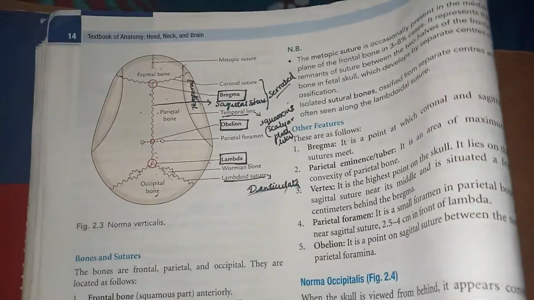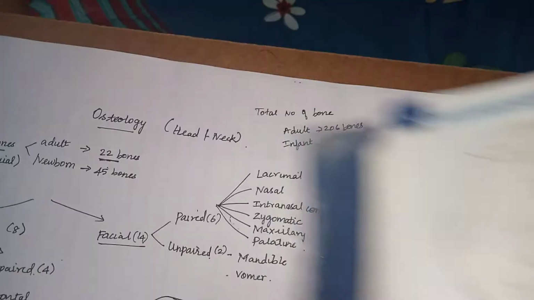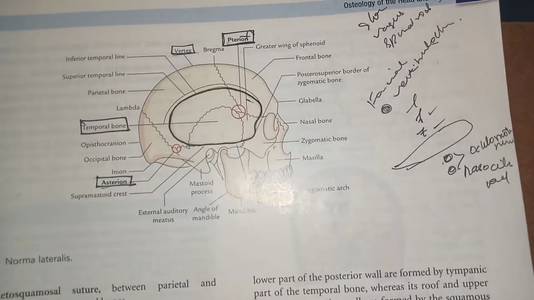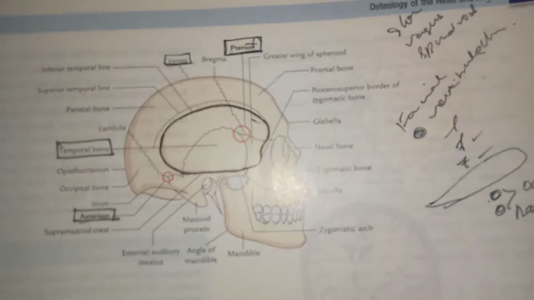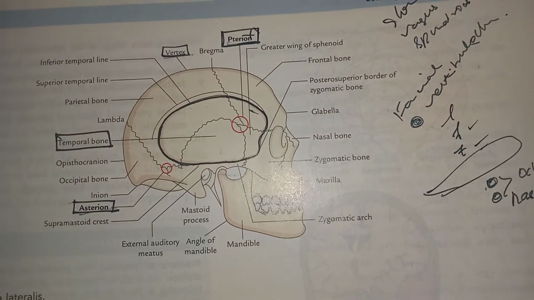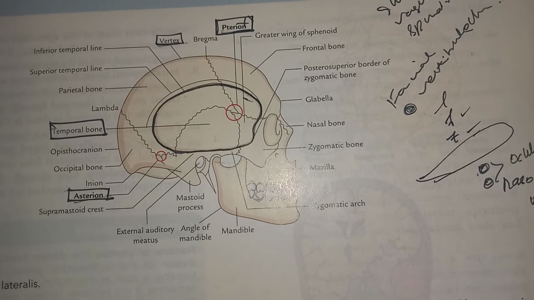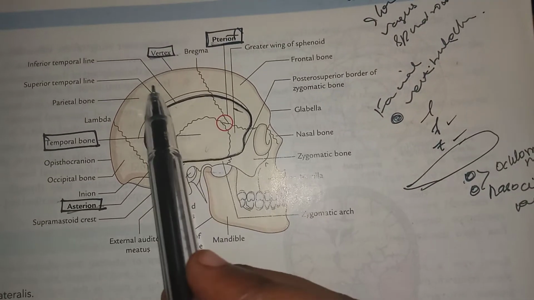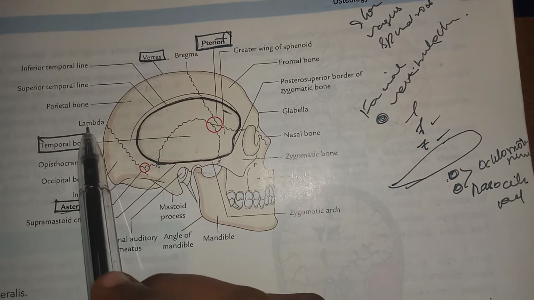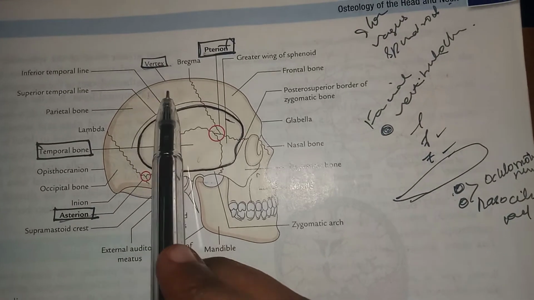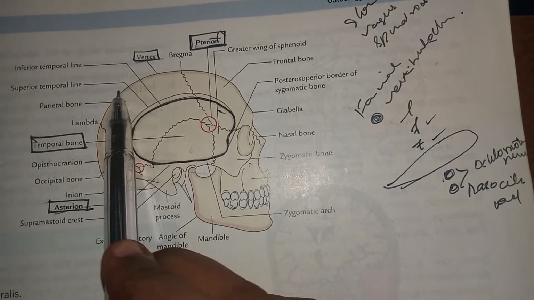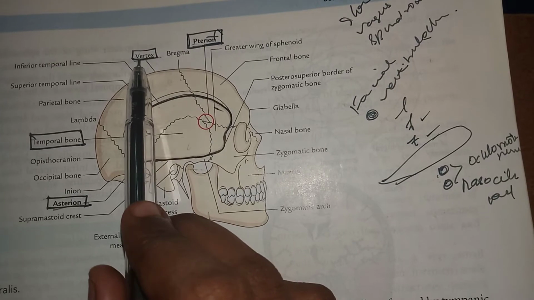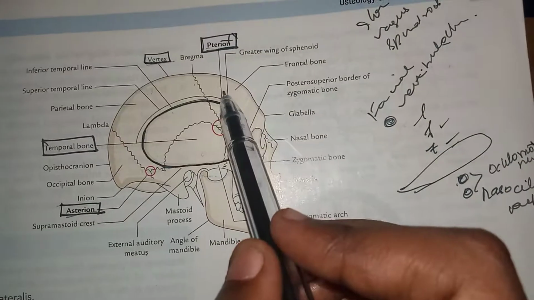Then we will see the lateral view of the skull. Here we have many important points. There we saw about the bregma, lambda and obelion. Here the most important point is the vertex. It is the highest point on the skull. Vertex is the highest point on the sagittal suture of the skull. Okay, then we have the pterion.